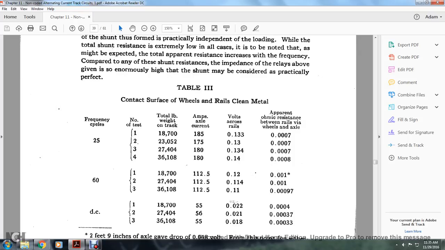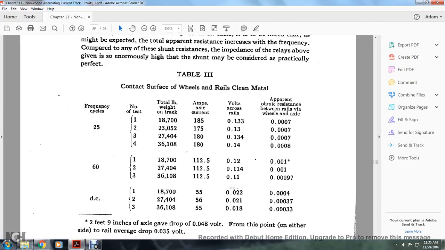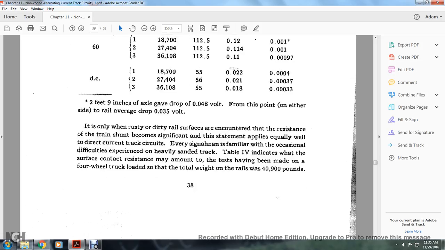Frequencies at 25 and 60 cycles and DC. Tests number 1 through 4 at 40 cycles, with the total weight on the track, the amps axle current, volts across the rail, and ohmic resistance between the rails and the wheels and axle. And then 60 cycles and DC have 3 tests on them with the same other values.